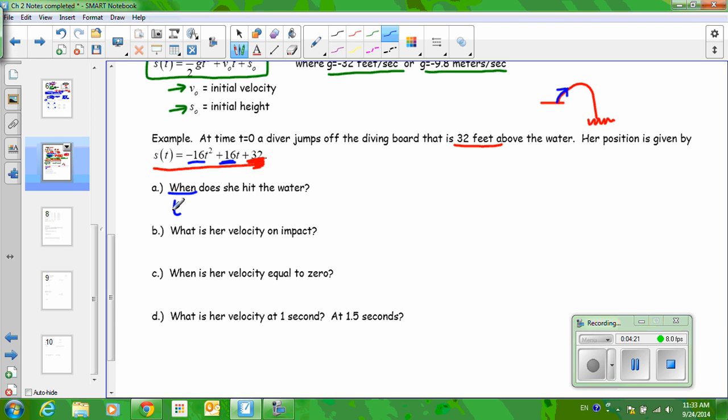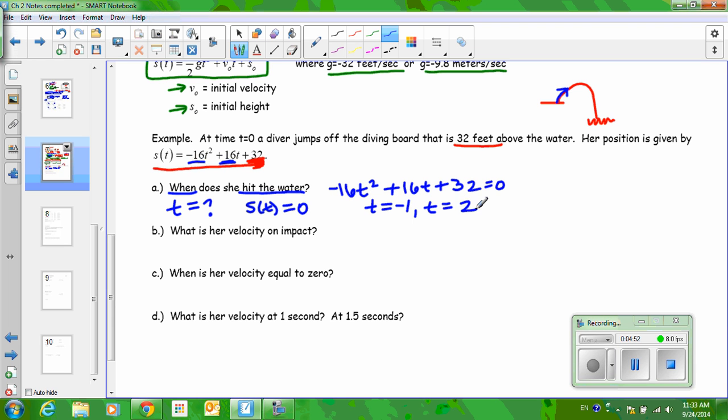So this is a when question. I like to read the question mark because that tells me what I'm trying to find. I'm trying to find time. When does she hit the water? We know that when she hits the water, her position is equal to 0. So we set that whole equation equal to 0. You can try to solve this without a calculator. That's totally fine. You could do factoring or the quadratic formula, and you can definitely solve it in your calculator. When you solve it, you end up getting t equals negative 1 and t equals 2. Negative 1 doesn't make any sense, so I'm going to scratch it out because negative time doesn't really make sense. So there's our answer: 2 seconds.